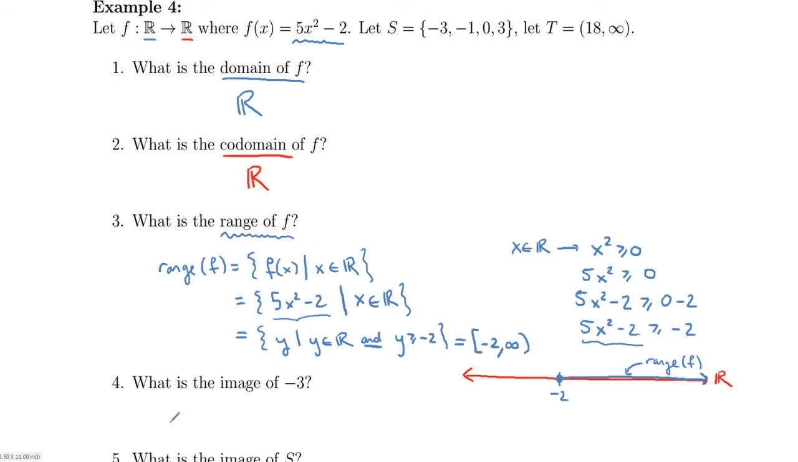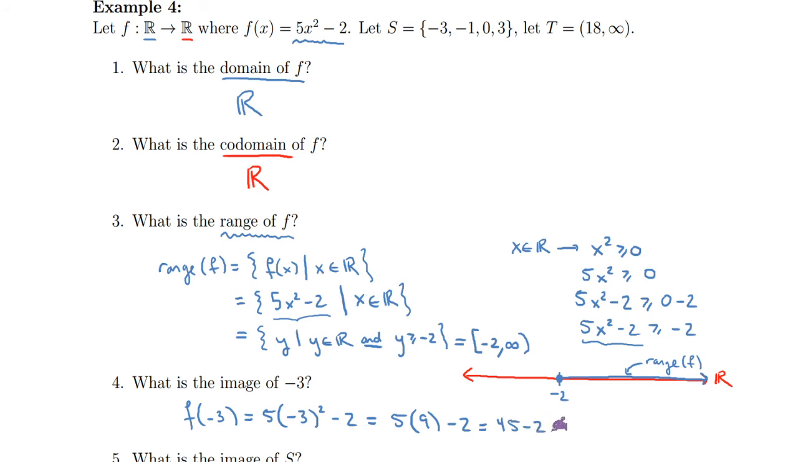Now, what is the image of negative 3? Well, by definition, all that's really just saying is what is f of negative 3. So we could do that pretty easily. So just plug in negative 3 for x. So you would say that this is 5 times negative 3 squared minus 2. So just do a little bit of arithmetic. So 5 times negative 3 squared is 9. And then, so what is this?